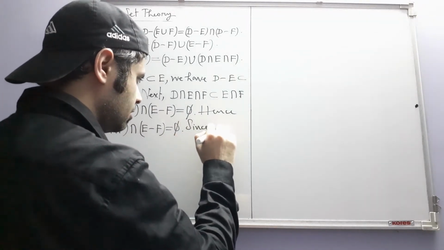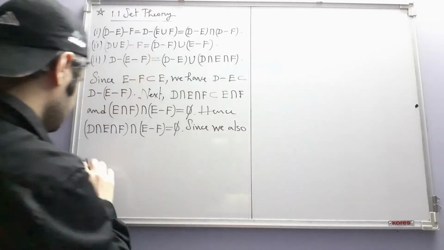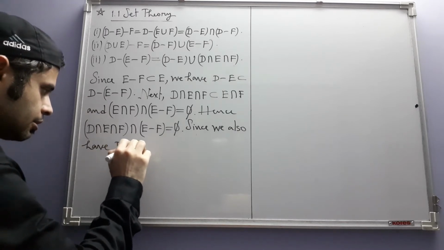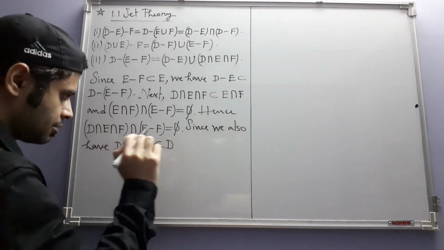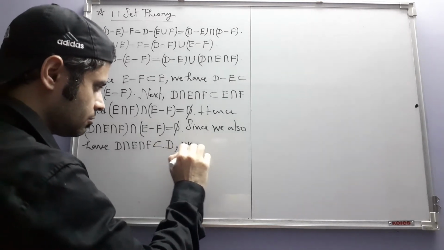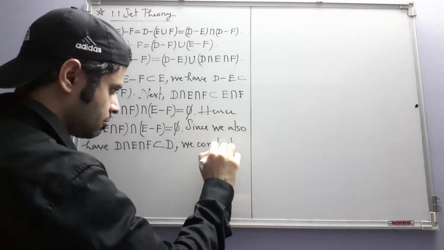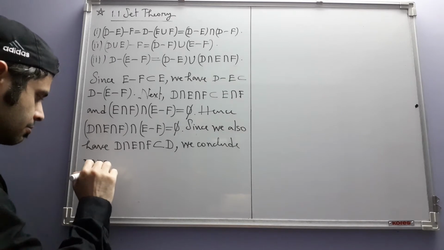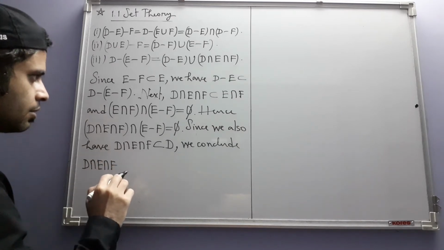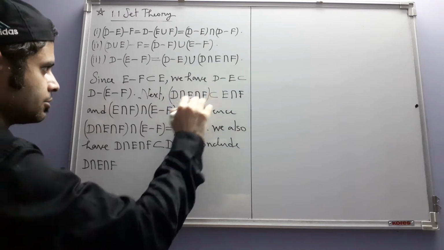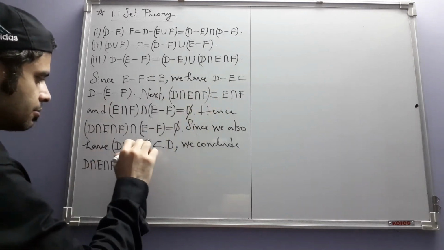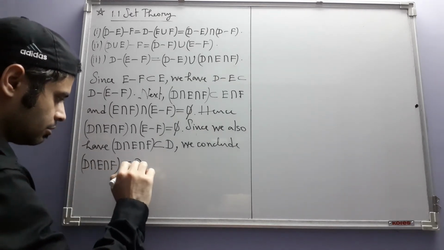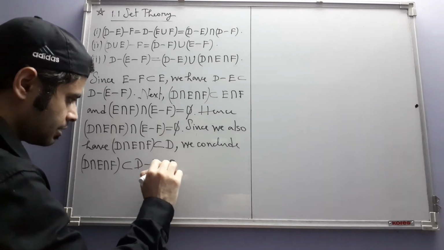Since we also have D intersection E intersection F a subset of D, we conclude that this intersection is, it's better to use brackets, no? It looks neat, that this intersection is contained in D minus (E minus F).